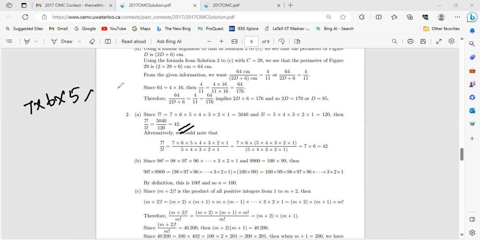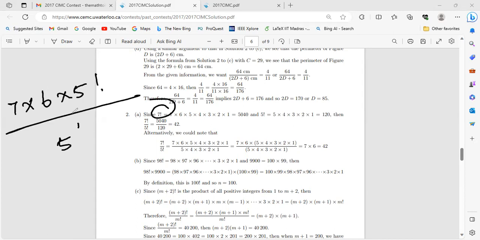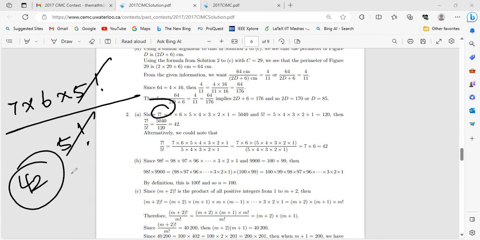Or if you want to reduce the time spent on multiplication, you can simply express 7 factorial as 7 times 6 times 5 factorial over 5 factorial. Cancel the 5 factorial out, and it will be 42. So this is another way of doing it. You don't have to waste time in multiplication.